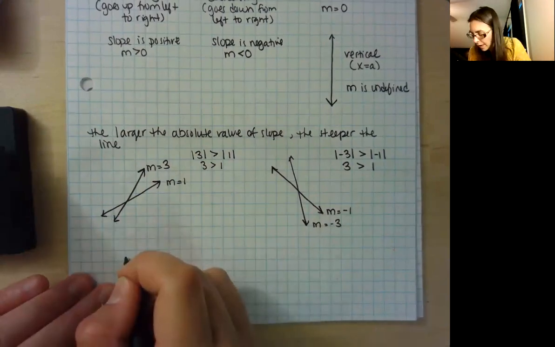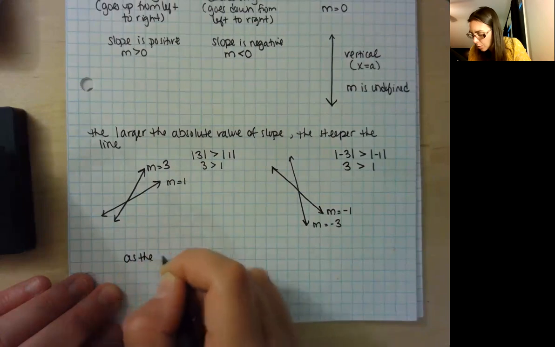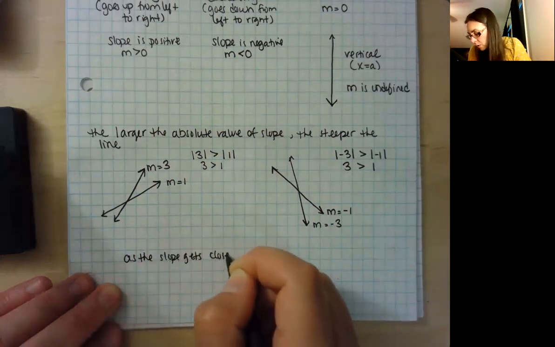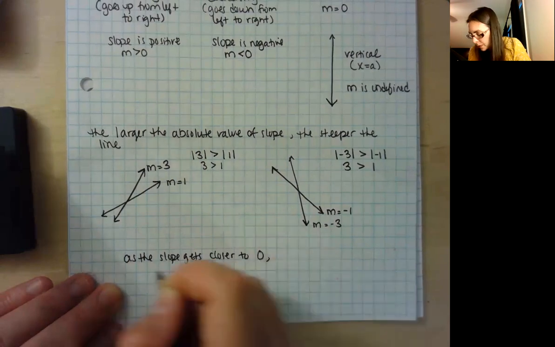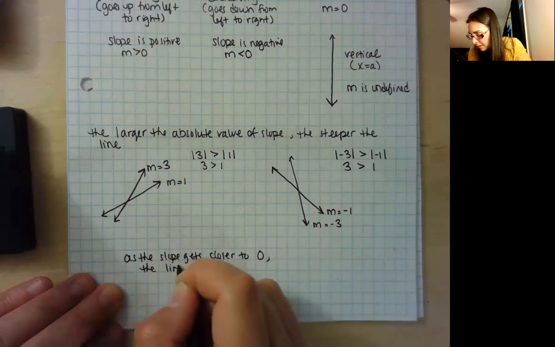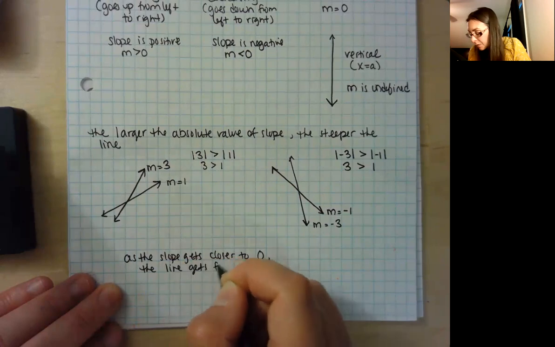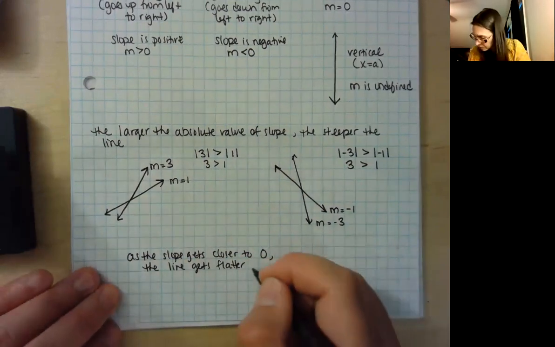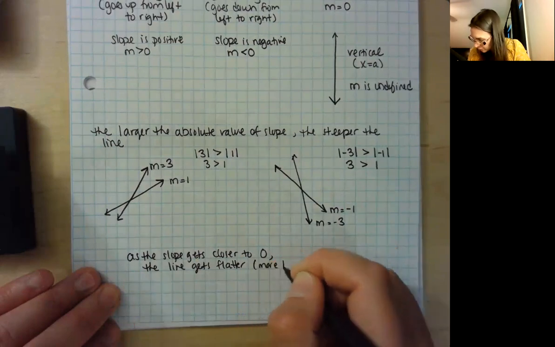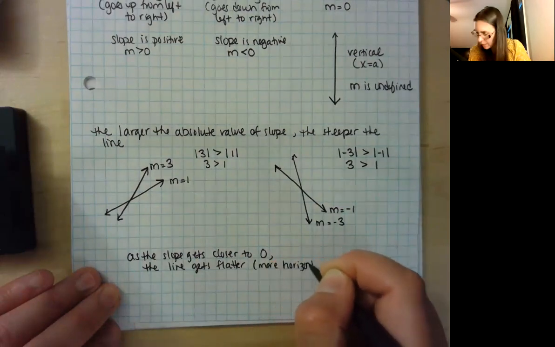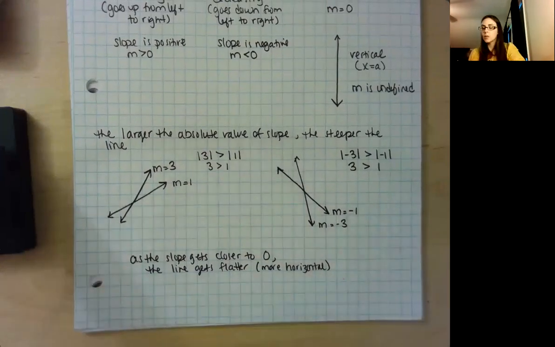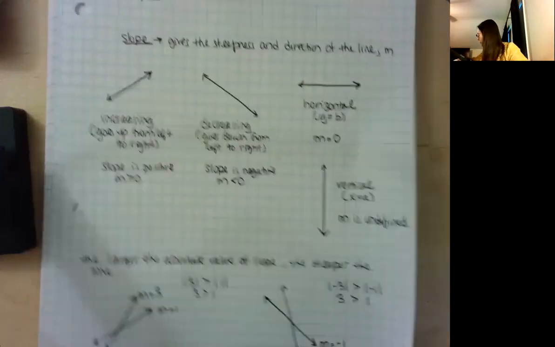So as the slope gets closer to 0, the line gets flatter, right? So it gets less vertical, more horizontal. All right, so that's just a little bit of background about what slope is. So now how do you find slope?